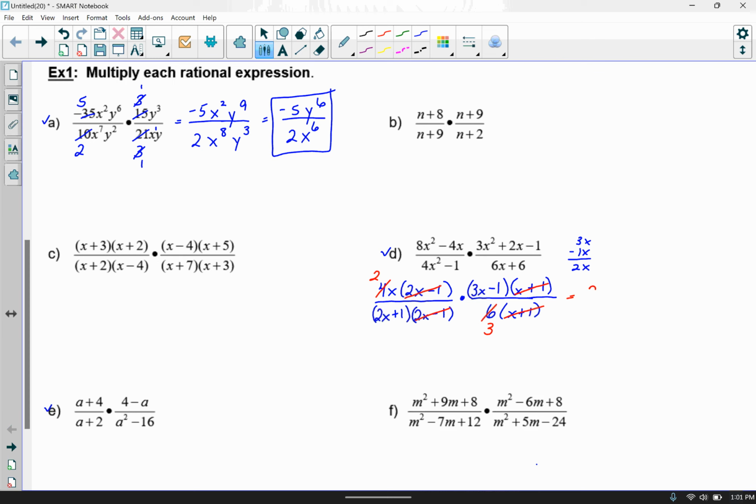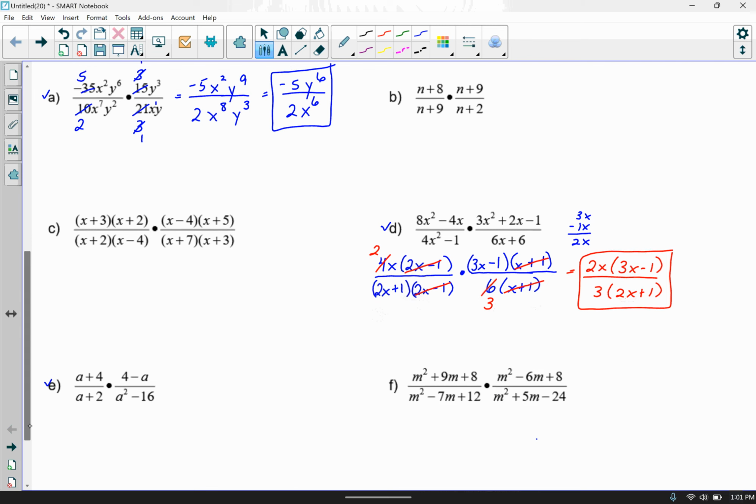over. So up top I've got 2x times the 3x minus 1, and on the bottom I've got 3 times the 2x plus 1. Like I said, I'm just going to leave that in factored form. Nothing left in common. Remember, it's not legal to cancel out these ones because they're attached with addition and subtraction signs. So that is our final answer there.